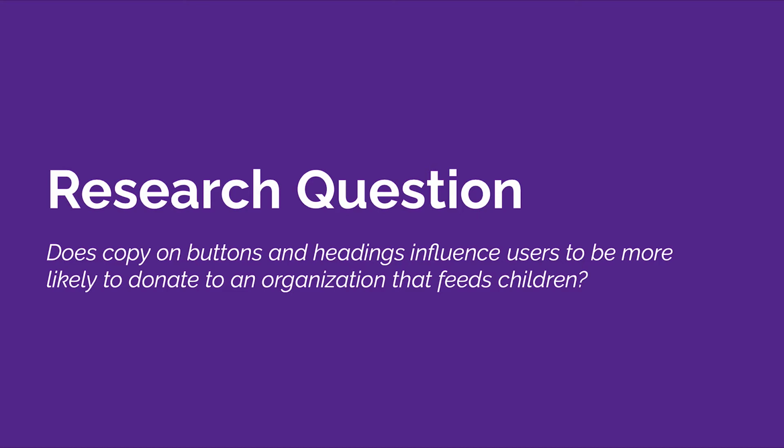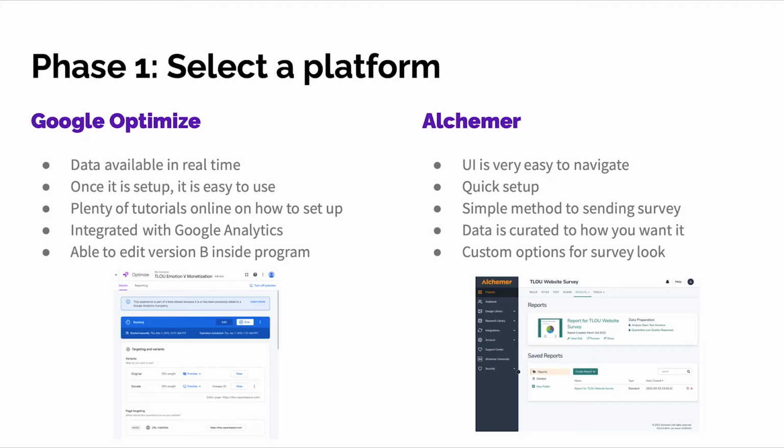So I wanted to have this question in relationship to a nonprofit organization that feeds children, and see if people were more likely to click on a button or take an action depending on the copy, specifically on buttons and the headings. So the first part, phase one, was to select a platform.